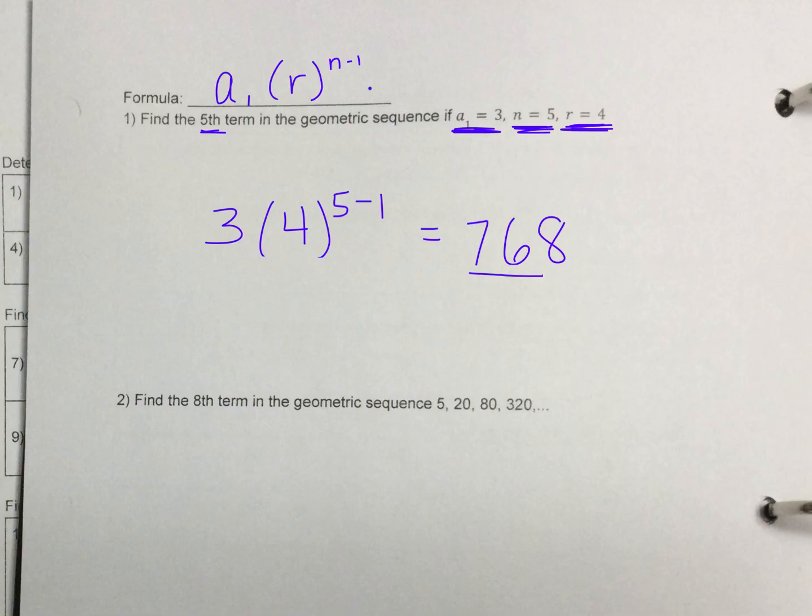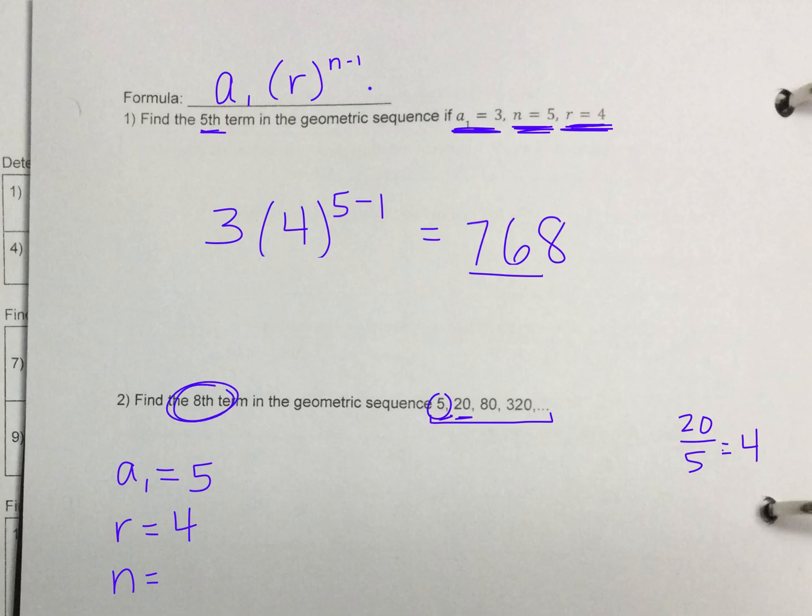Okay. Number 2, find the 8th term in the geometric sequence. So we have just been given the sequence. So first we need to find our A1, our R, and our N. Well, A1 is the first term, 5. Okay, R is what we're multiplying over and over. So if I do 20, second term, divided by first term, I get a 4. So it means I'm multiplying by 4 over and over. So R is 4. N is what I'm looking for. You got to read the words. Find the 8th term. So I'm looking for the 8th one.